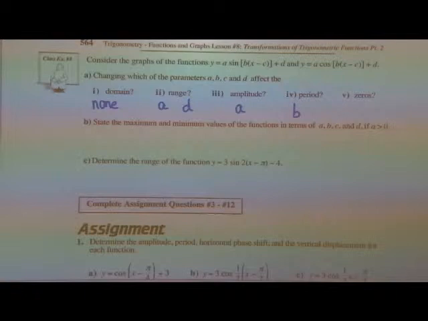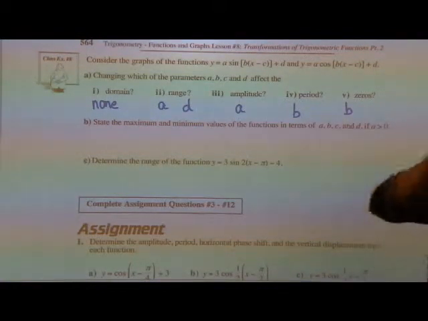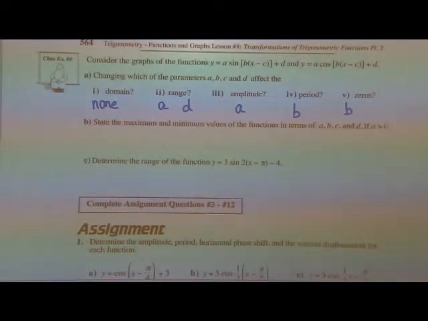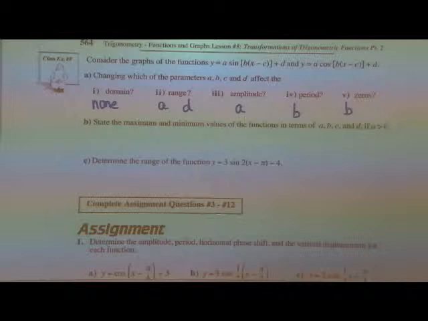Okay, what about the zeros, all of the x-intercepts? Would changing the period change the x-intercepts? Yeah. Because the zeros are anything along the x-axis. If I change the horizontal phase shift, where sine starts, is that going to affect my zeros? Absolutely.